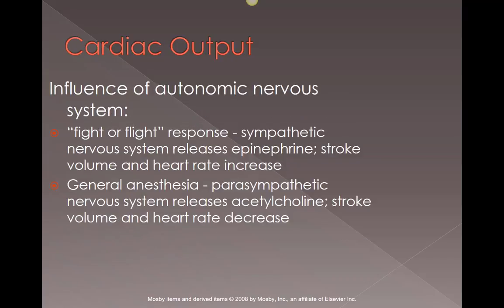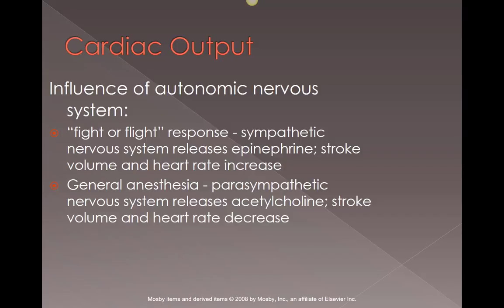We do have something, and we'll get into the nervous system, called the autonomic nervous system. It's important to know we have what we call the sympathetic side of it, and this is the fight or flight response. In this one, hormones will be released, epinephrine. There's also another one called norepinephrine we'll learn about. Both of these increase both stroke volume and heart rate. So whenever there's epinephrine involved, stroke volume and heart rate are both going to increase.